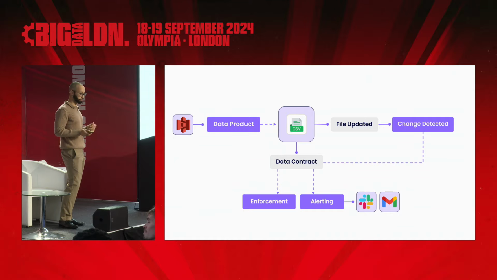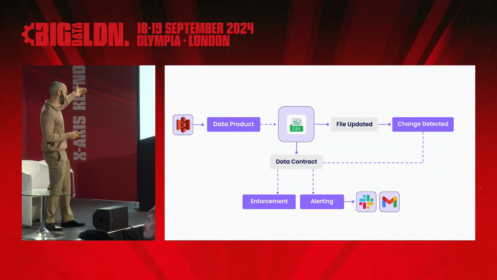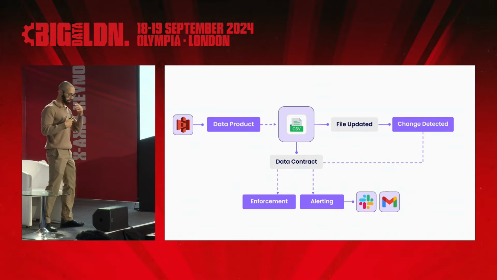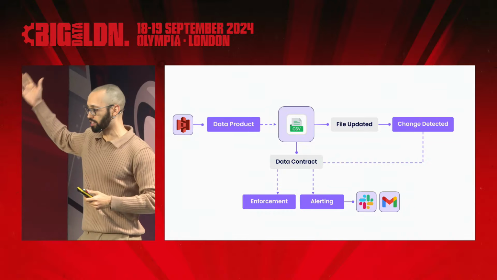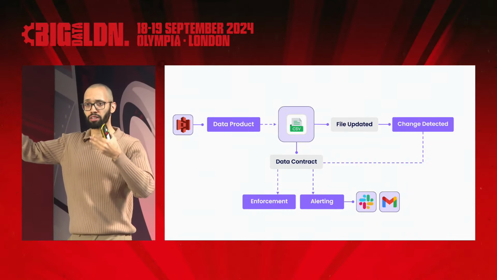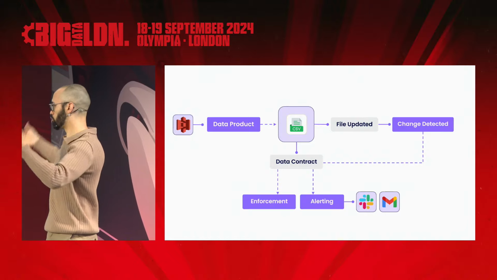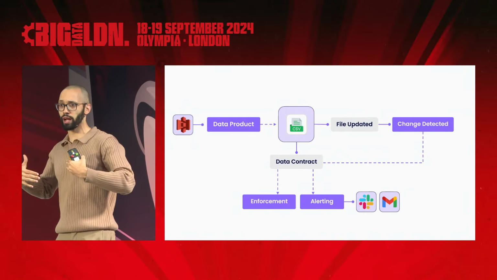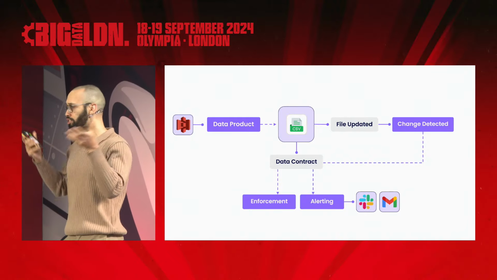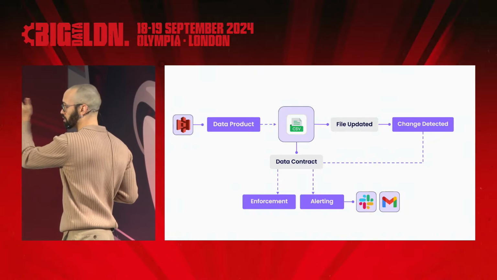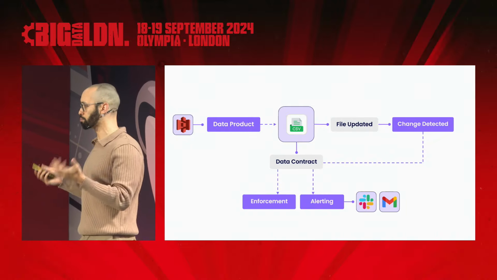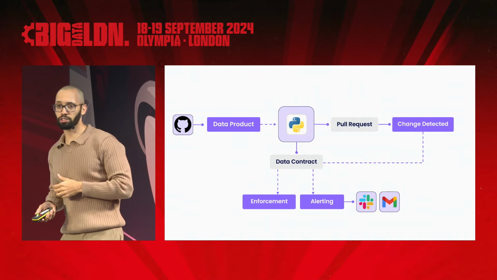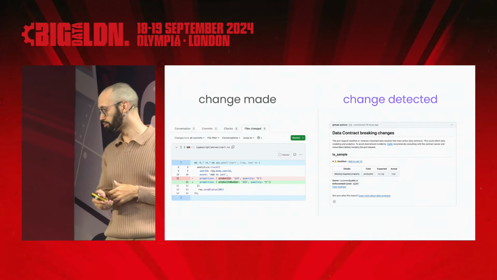This is a real-life flow where a change has happened in an S3 bucket to a data asset that is ultimately used in a data product. This is a CSV. When the file is updated, you then compare the new state of that file to what's been defined in the data contract. If there is a mismatch, then you decide what to do. And that might mean alerting. It might mean pushing that data into a quarantine zone and protecting your consumers. And you can do this for code as well.